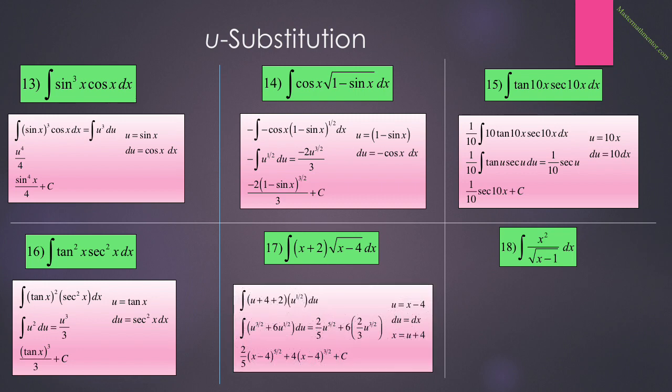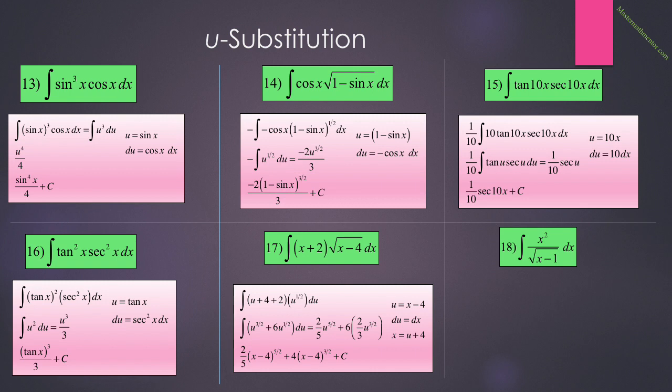17 and 18 show how tricky integration can be, and sometimes you think it can't be done, and it can. In 17, we have the integral of x plus 2 times the square root of x minus 4. We let u equal x minus 4, and du is equal to dx. However, we have this x plus 2 that we can't get rid of. And at first glance, you think, well, there's nothing we can do.